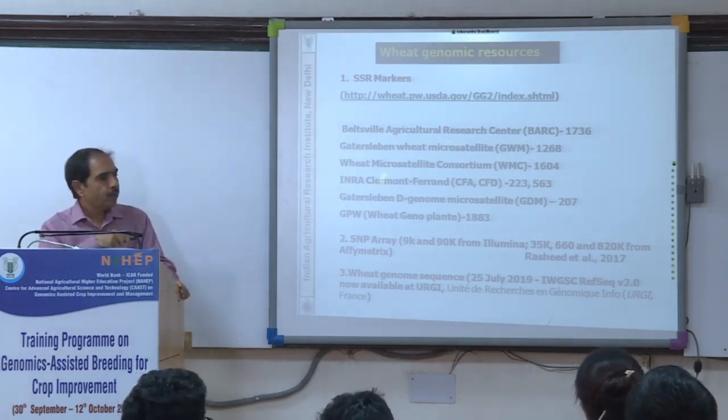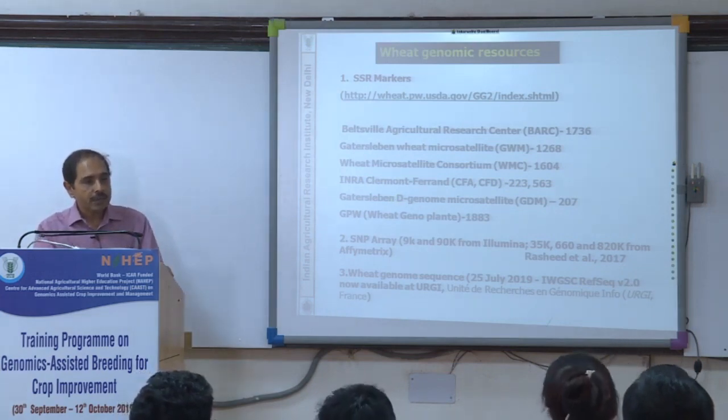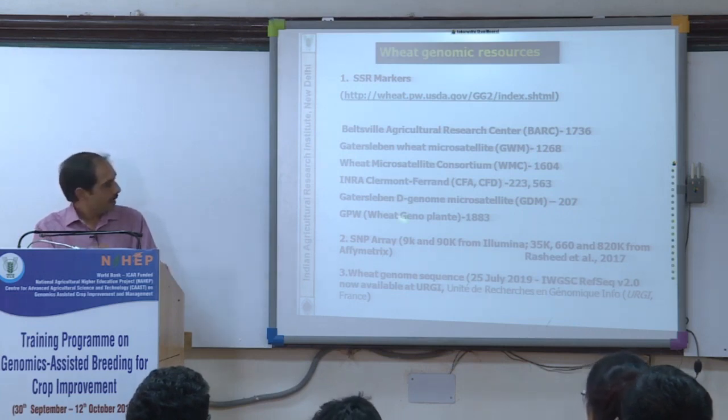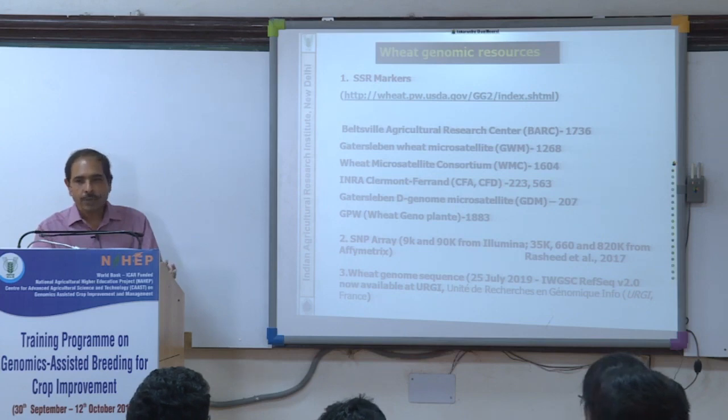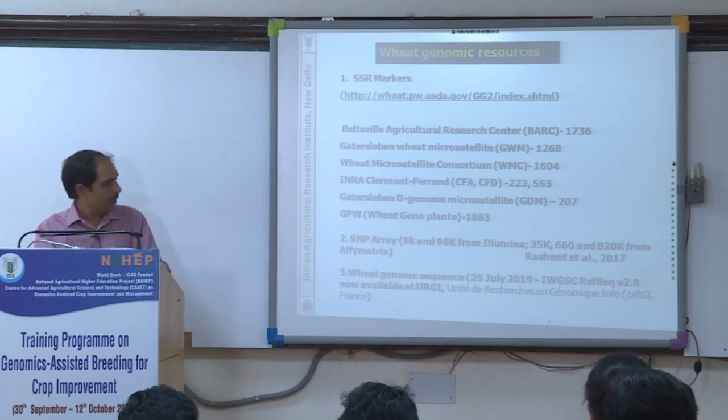The advantage is there. If you go for SSR in case of wheat, we get say 10% or 20% polymorphic markers. So it's really difficult to get good coverage of polymorphic markers. But when you have SNPs, you get hundreds, thousands, a large number of polymorphic markers. So you can get more polymorphism with SNP.